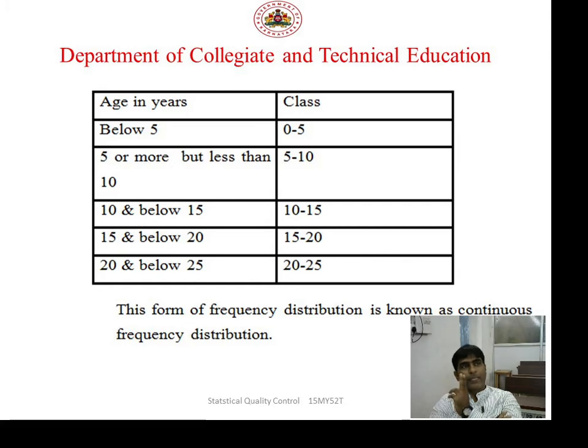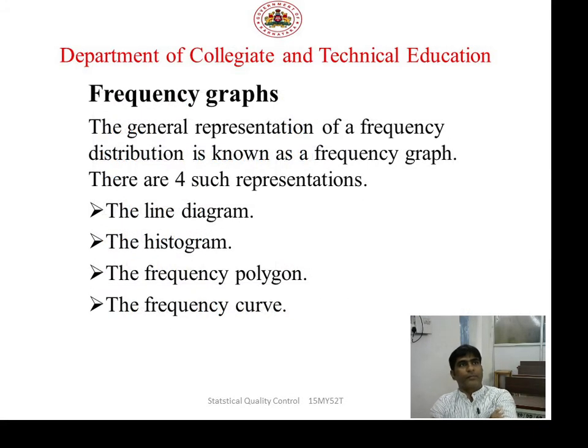Next is 15 and below 20. Okay, whose age is 15 and it should be below 20. Next he has given 20 and below 25, like that. So this form of frequency distribution is known as continuous frequency distribution. This is known as continuous frequency distribution. Hope it is clear. So next we'll see.